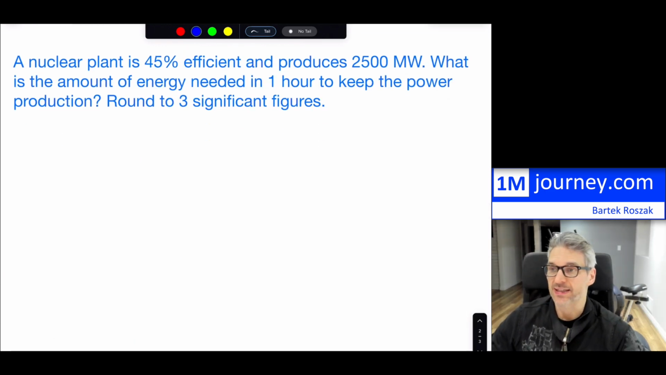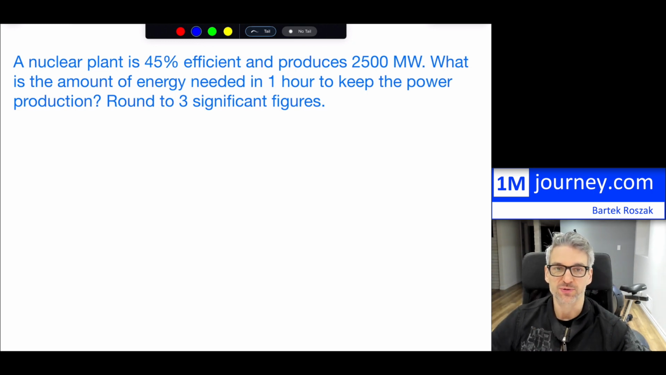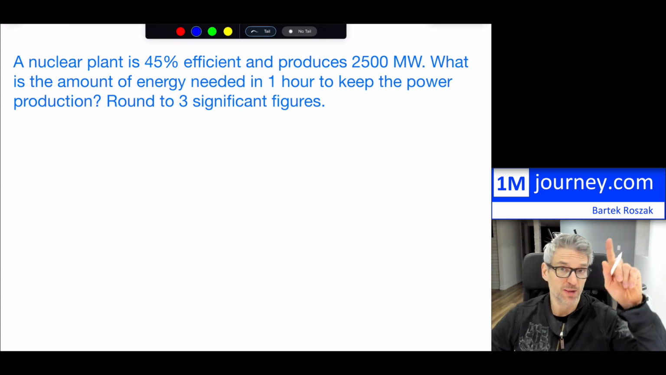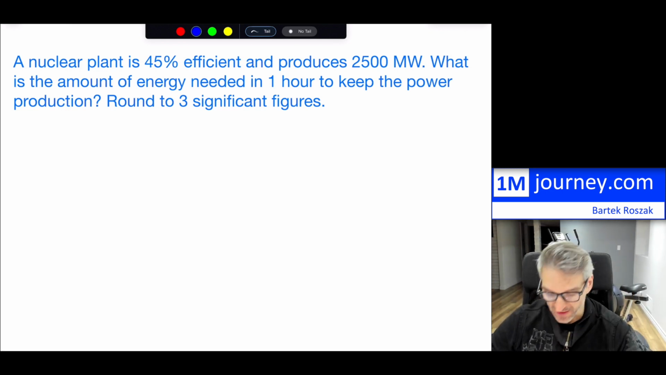Here's the last example. So here it says a nuclear plant is 45% efficient and produces 2,500 megawatts. So it's quite a lot of power. Now, what is the amount of energy needed in 1 hour to keep the power production? Round to three significant figures. So this actually goes back to first understanding efficiency. I will put up a link up above there because efficiency typically would be introduced with the energy unit in general, and you can take a peek at that video if necessary.